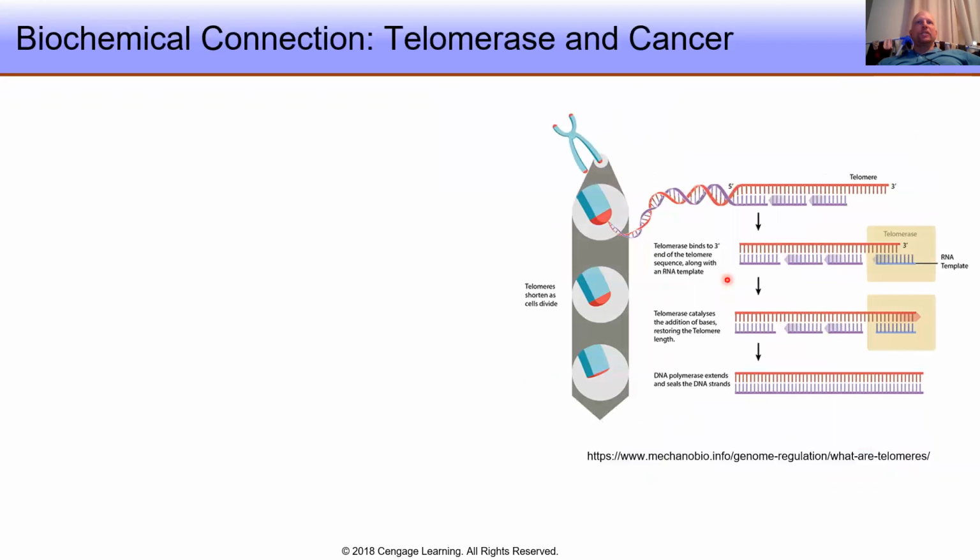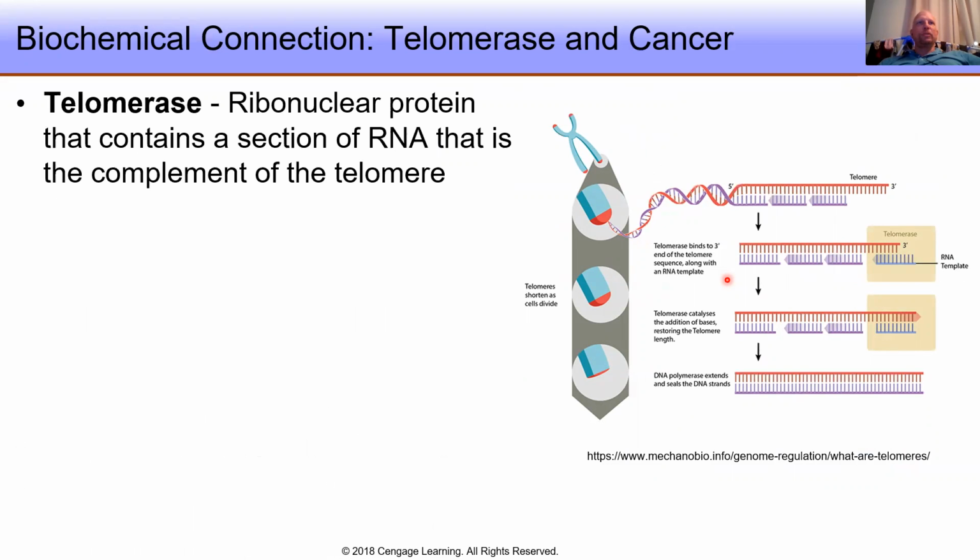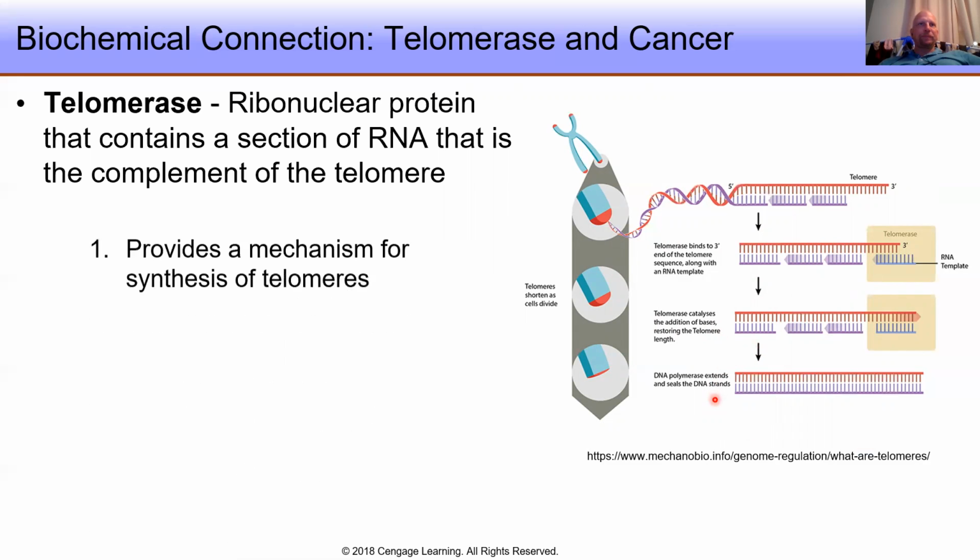So there is an enzyme called telomerase that's associated with telomeres. It's a ribonucleoprotein. It contains a piece of RNA that's complementary to part of the telomere. So what telomerase does, it binds to the 3' end of the telomere sequence along with its RNA template, and it produces copies of the DNA by addition of bases and restores the telomere back to its original length, and this process is finished by DNA polymerase.